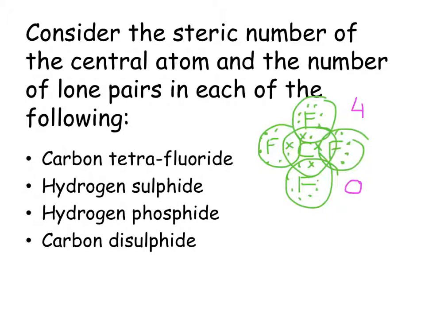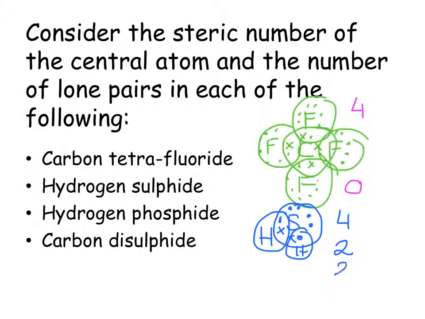If I take a look at hydrogen sulfide, sulfur looks a lot like water. If you consider that it's in the same group, it has 6 valence electrons. Hydrogen brings 1 electron to the bonding. And we then have sulfur with a steric number of 4, but it has 2 lone pairs and 2 bonds adding up to the steric number of 4.